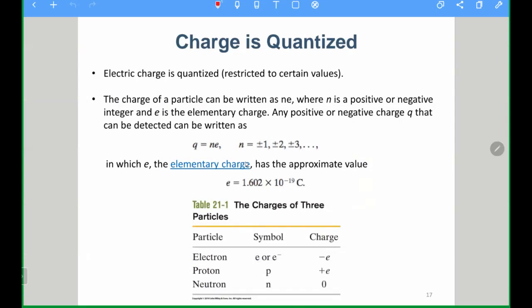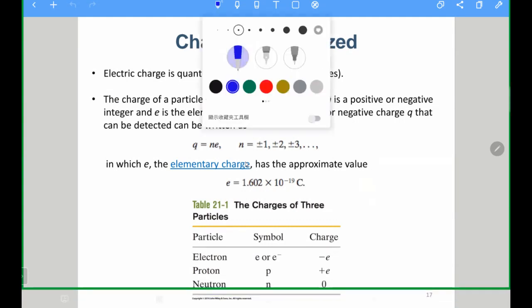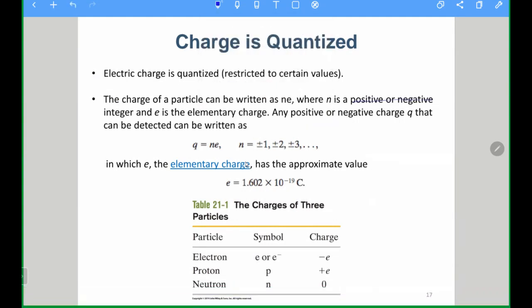Okay, so here come a few concepts. It is called charge is quantized. It says electric charge is quantized with respect to certain values. So the charge of a particle can be written as n times e, where n is a positive or negative integer, and e is the elementary charge.